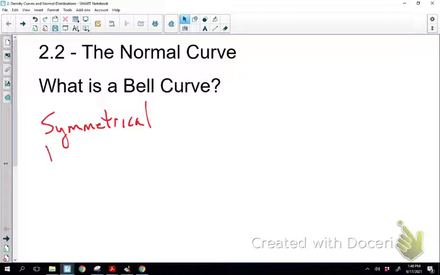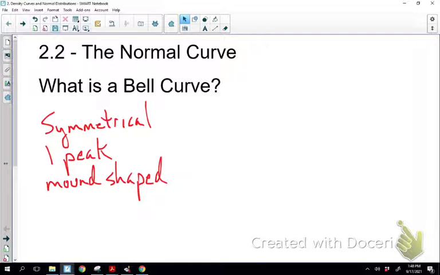It has one peak. It is mound-shaped. And really, those are the big three that we need to worry about. If we were to draw it, it would look something like that. That one came out okay. So it's bell-shaped. If you said that instead of mound-shaped, that's A-okay. But it's symmetrical and one peak, mound-shaped.